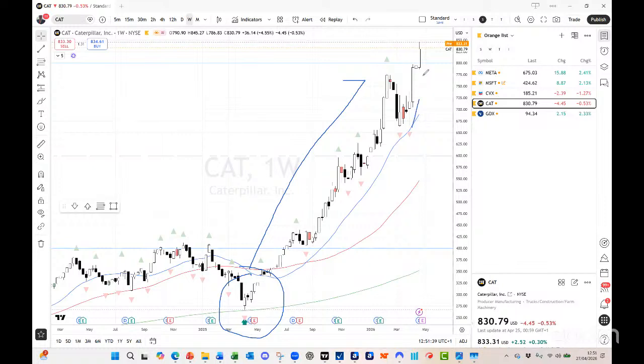Certainly, you can see, interestingly, whereas we just looked at oil, where the war off, risk on brought oil down, it's actually pumped Caterpillar to highs. We're above $800. We're up there, aren't we? That is just quite some move.